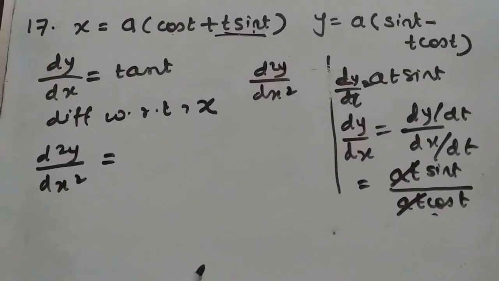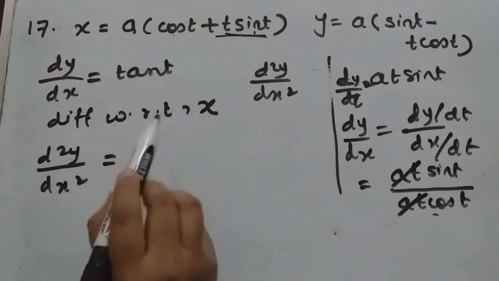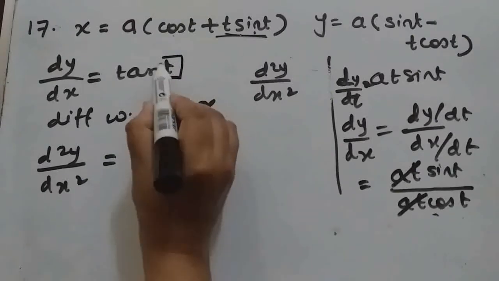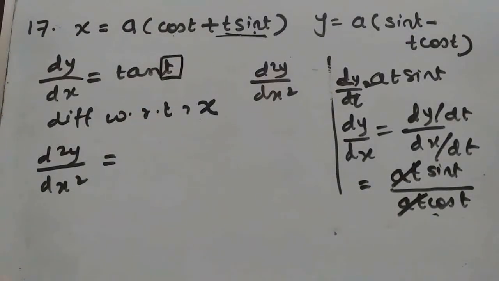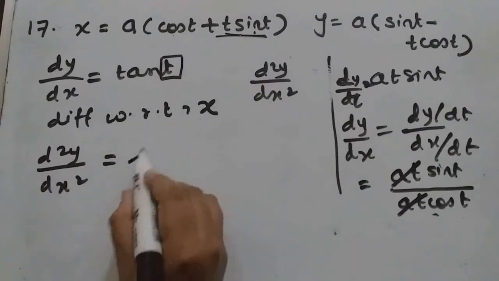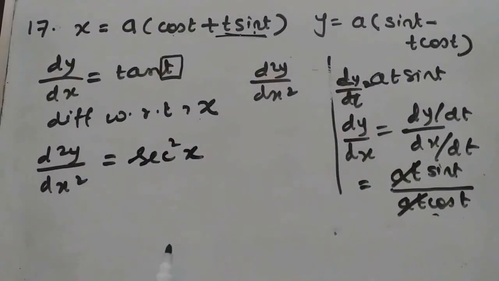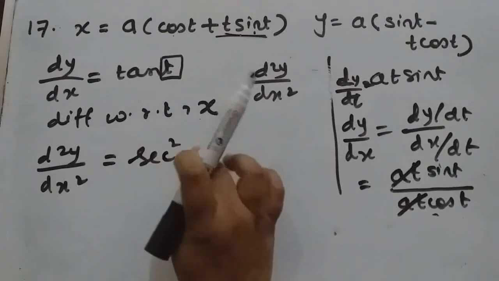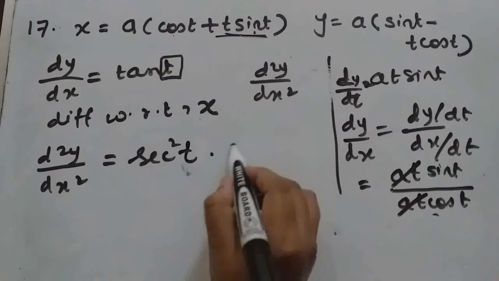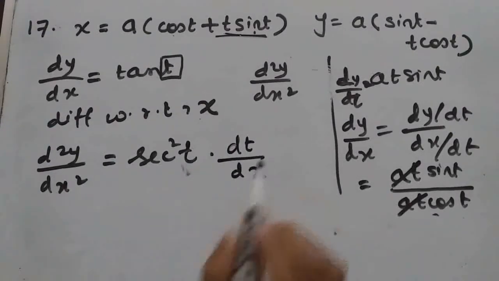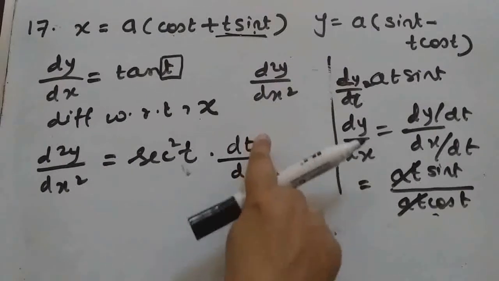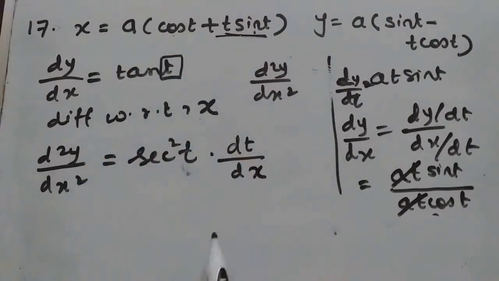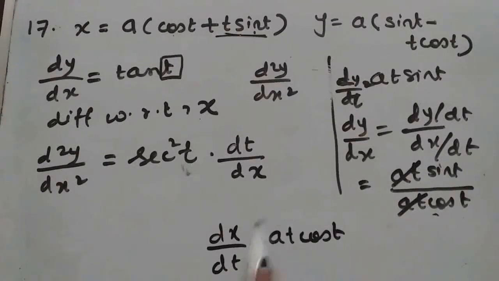Tan t derivative is what? See, with respect to x we are differentiating. So this will be treated as a composite function. So derivative of tan x we know it is sec square x. Okay, so here t is the angle, so we will write t. But then derivative of t with respect to x, since it is a composite function. Now dt by dx value we should see, we got the derivative dx by dt as a t cos t, isn't it? So from this expression we should find the value of dt by dx. Take reciprocal.